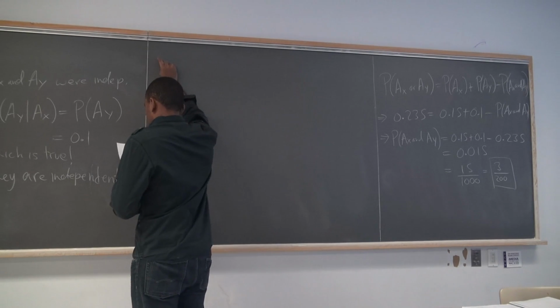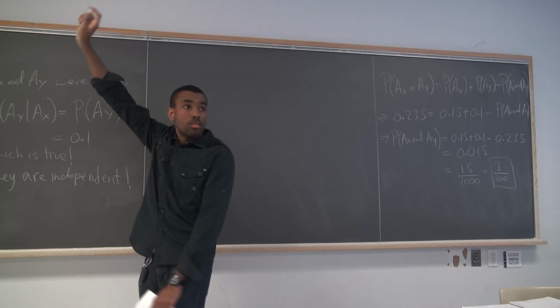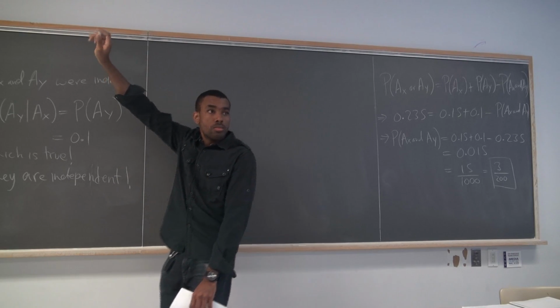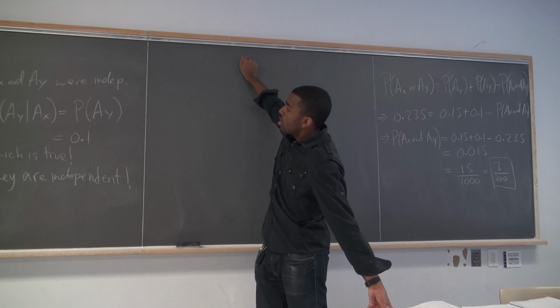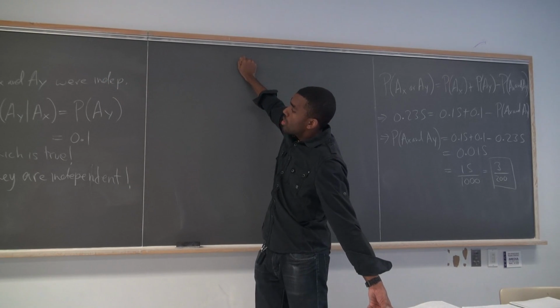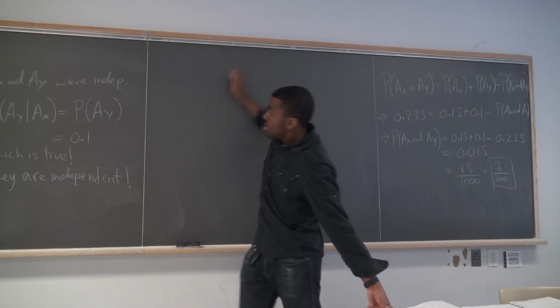I don't really want to do anything with this, but I should probably just tell you anyway. Could you also show they're independent if you said the probability of A and B equals the probability of A times the probability of B? Yes, you should get the same answer.